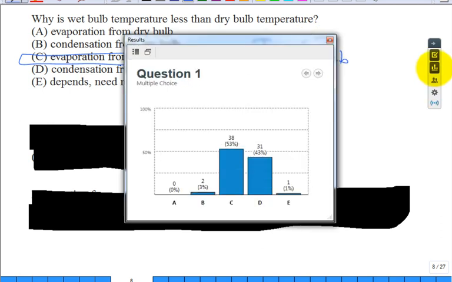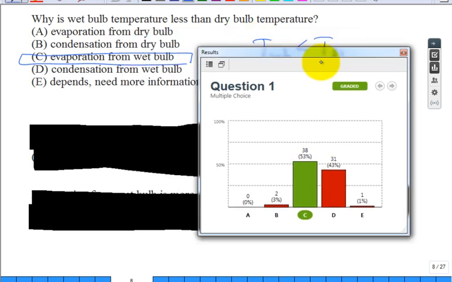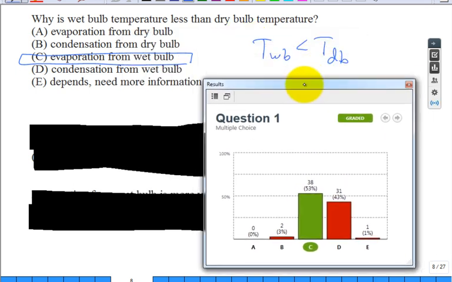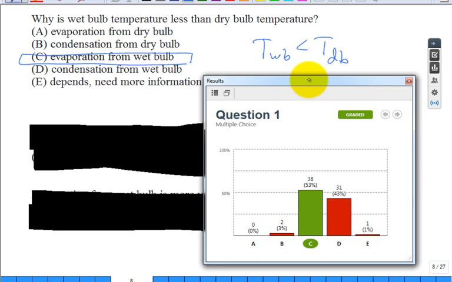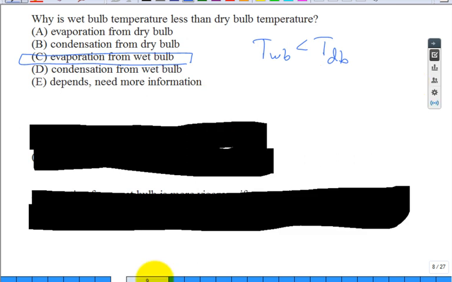Why did some people go for condensation? Well, if you condensed on the wet bulb, it would be like adding heat. Anyway, that's the best answer.